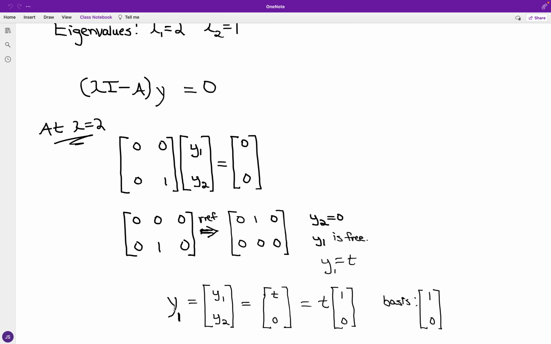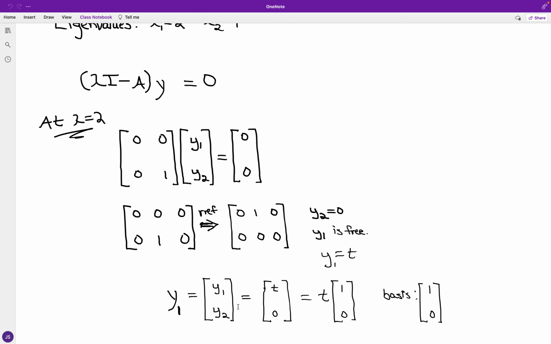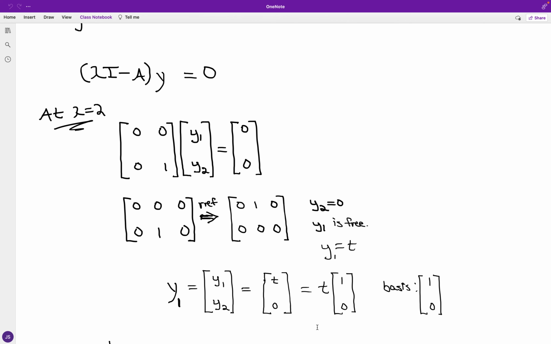So for the first eigenvector, y equals y sub 1 and y sub 2. Y sub 1 is t and y sub 2 is 0, and factoring out, we end up with t times the basis 1 and 0. That is going to be carried over in determining the solutions for y sub 1 and y sub 2.